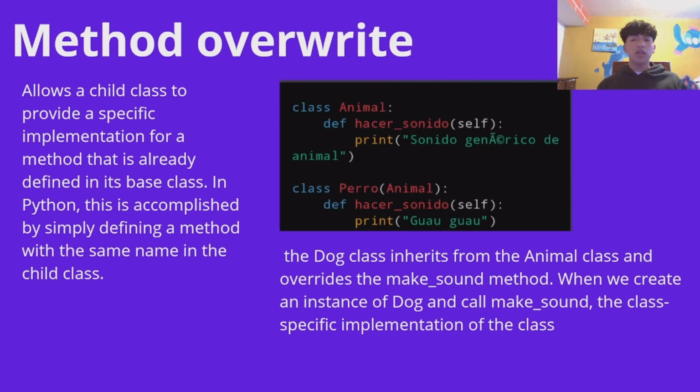Method overriding allows a child class to provide a specific implementation for a method that is already defined in the base class. In Python, this is accomplished by simply defining a method with the same name in the child class. In the example, the dog class inherits from the animal class and overrides the make sound method. When we create an instance of dog and call make sound, we get the class-specific implementation.